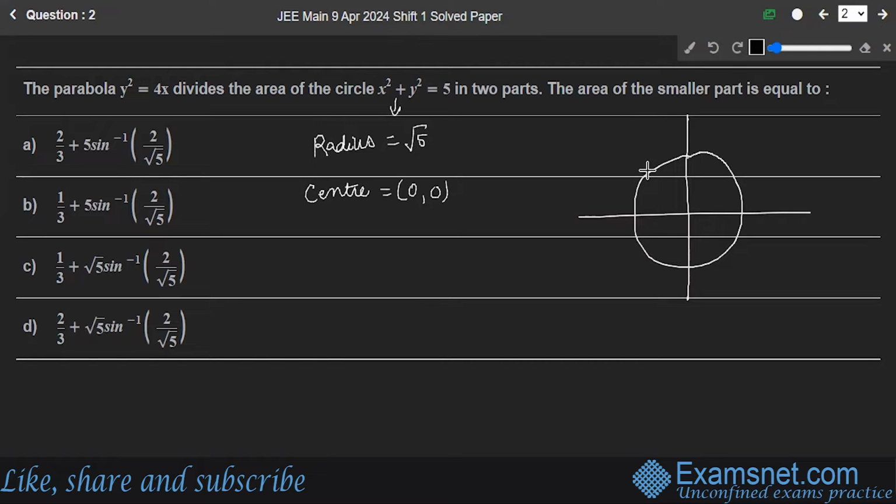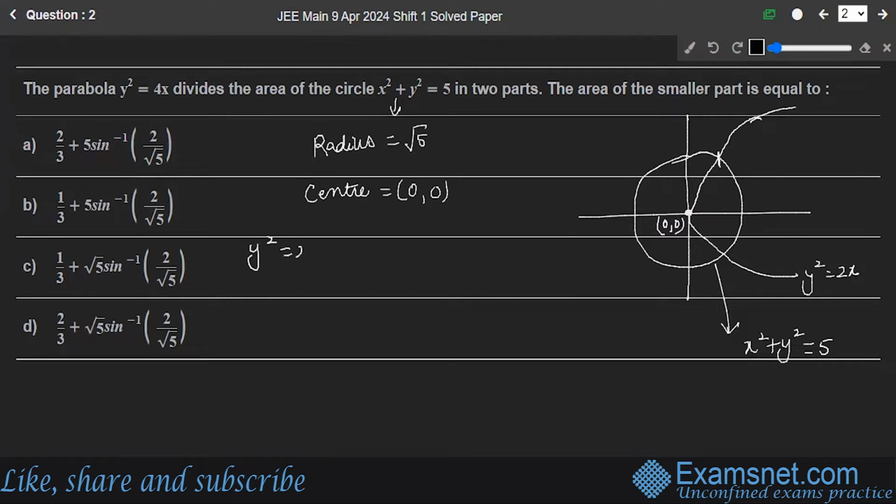and this is your y square is equal to 4x parabola. This is the parabola y square is equal to 4x, and this is your circle x squared plus y squared is equal to 5. And this is your origin. Correct?